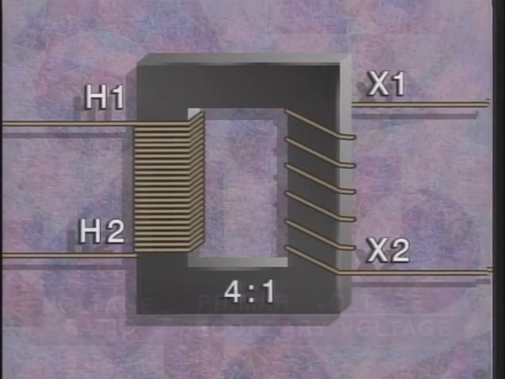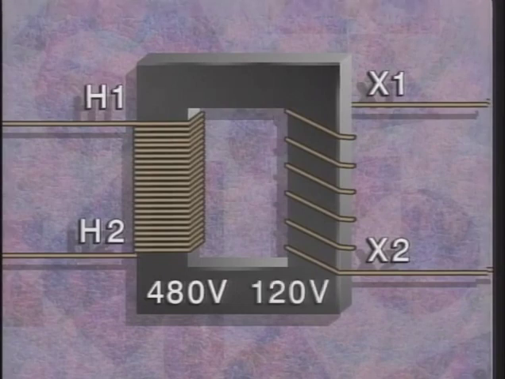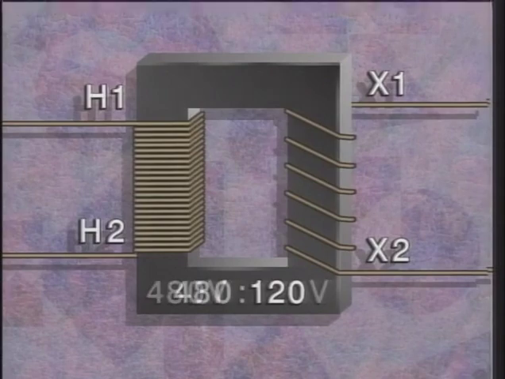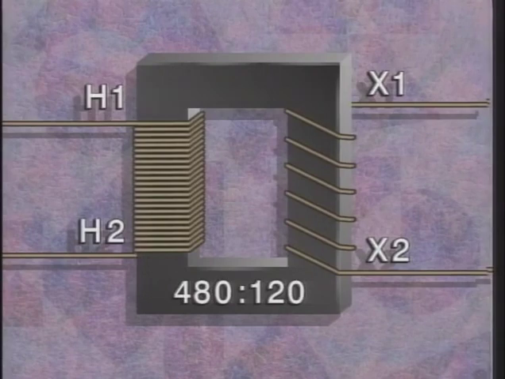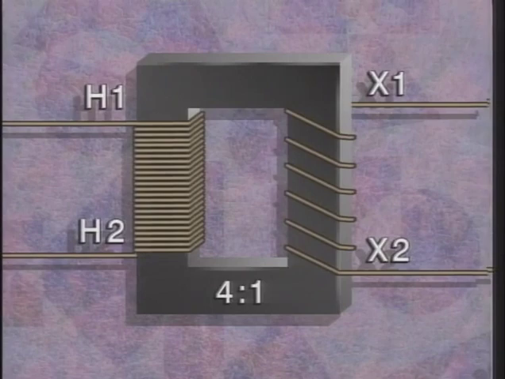For example, with a 4:1 turns ratio, if 480 volts is applied to the primary winding, the voltage induced in and available from the secondary windings would be 120 volts. The voltage ratio, then, is 480 to 120. Stated in its lowest terms, the voltage ratio is 4:1. A transformer's voltage ratio is equal to its turns ratio.